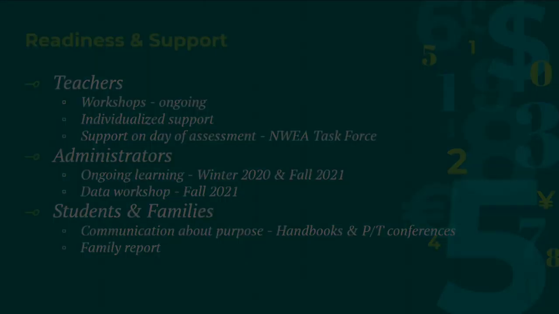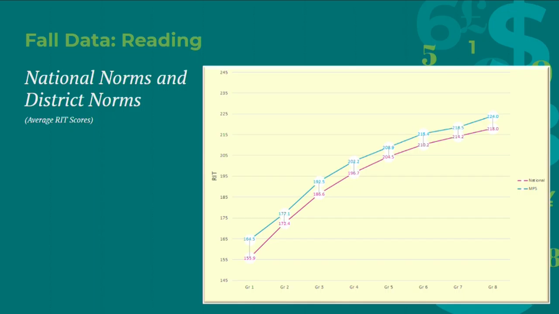Next slide, please. So we are going to start by looking at some of our district reading data. A few things I'd like to point out. The national norms you will see here on the pink line, and then the MPS norms on blue. A few things about reading. If you look in the bottom left-hand corner, you will notice that we do not have anything for kindergarten. We decided as a district that our kindergarten students would take MAP reading fluency, which is different from grades 1-8 taking MAP growth in reading. So we do not have the kindergarten scores on this.